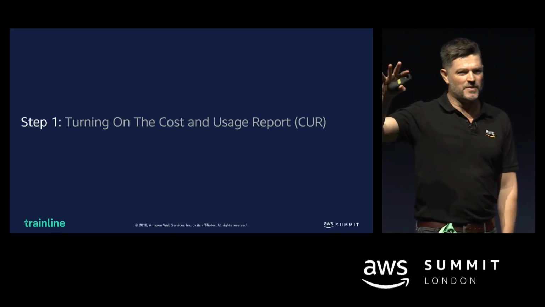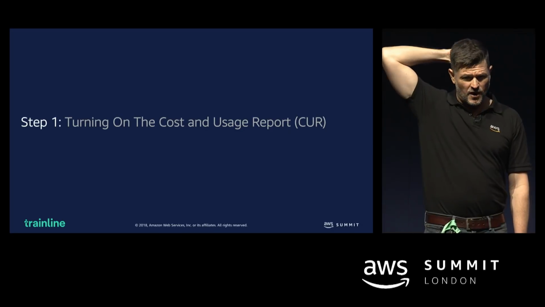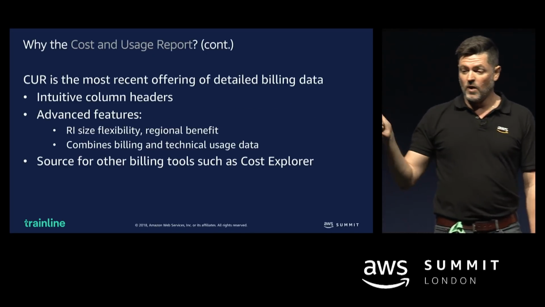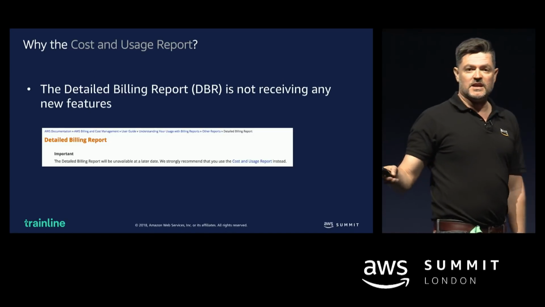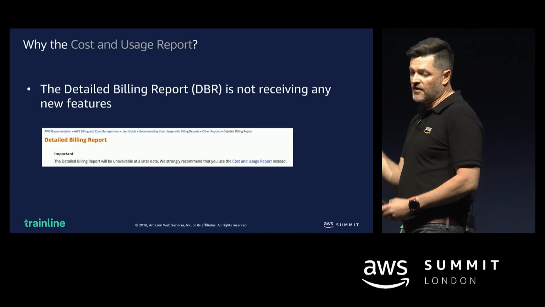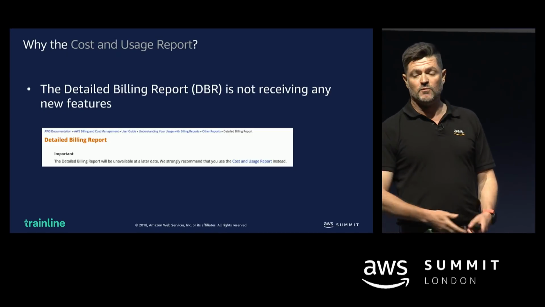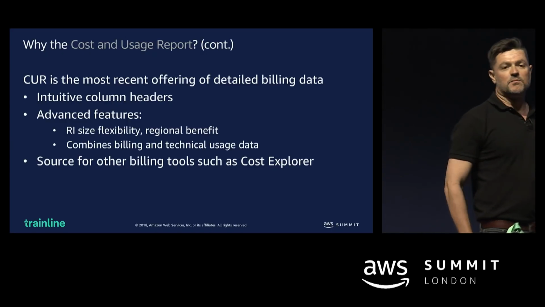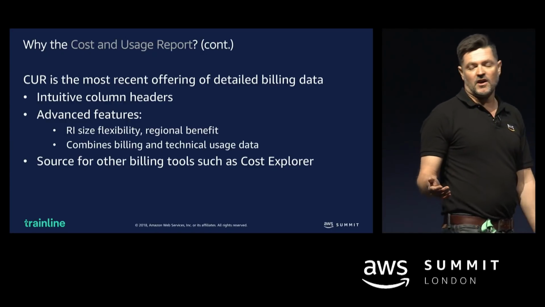CUR file. Some of you might be going, wait, whoa, what's a CUR file? I know about DBRs. Well, the DBR, the Detailed Billing Report, is what some of you are currently used to getting. The DBR is not receiving any new features. Moving forward, we're moving to the CUR. The Cost and Usage Report is the most recent detailed billing offering.